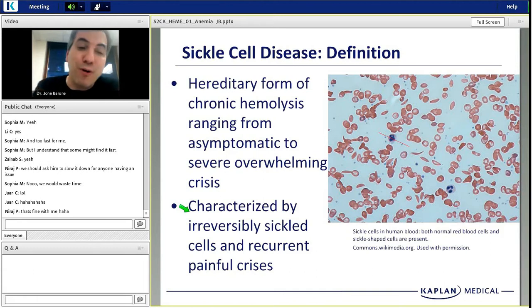This is probably the most important of all the hemolytic anemias because you're going to see it, and it's a very severe disease. So this is a hereditary form of chronic hemolysis. It ranges from asymptomatic cases like in the traits to severe overwhelming crises that can literally kill a patient. Now it's characterized by red cells that sickle.